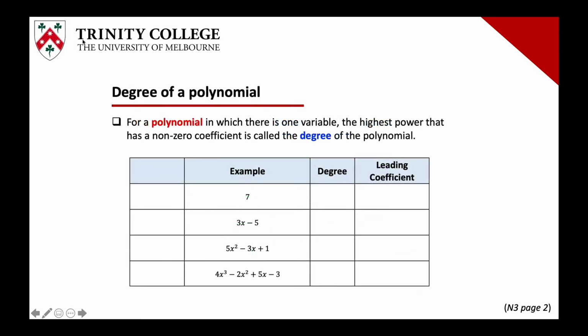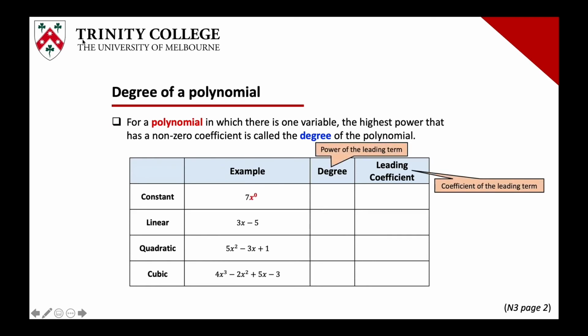In this slide, we are going to look at the degree of a polynomial. For a polynomial in which there is only one variable, the highest power that has a non-zero coefficient is called the degree of the polynomial. If we look at the second row of the table, we've got 3x - 5, which is a linear expression. The next one is a quadratic, and the last one is a cubic. If we look at the first example, because it is just a number, we call this a constant.